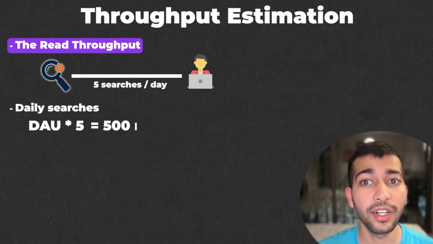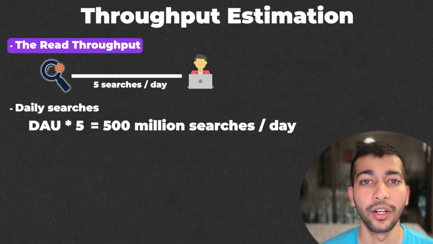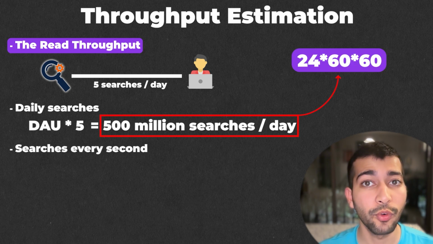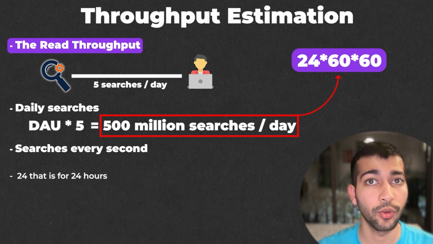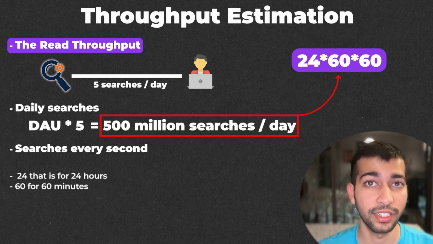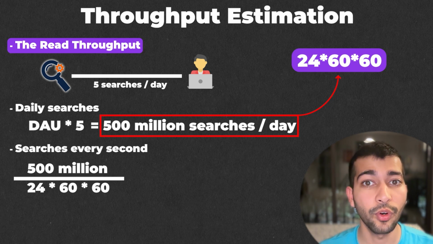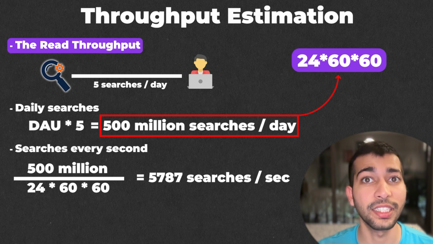That is 500 million searches per day. To understand how many searches happen every second, we'll simply divide this number by 24 into 60 into 60. Why so? Because that would give us 500 million searches divided by 24, that is for 24 hours, 60 for 60 minutes, and then 60 for 60 seconds. So 500 million divided by 24 into 60 into 60 gives us 5787 searches per second.